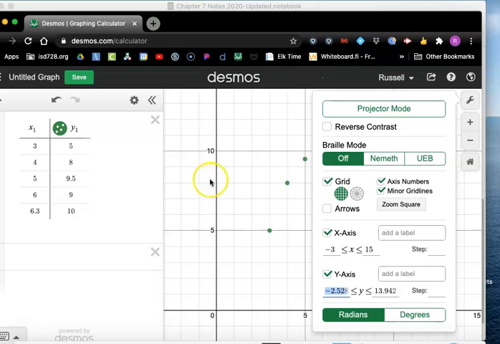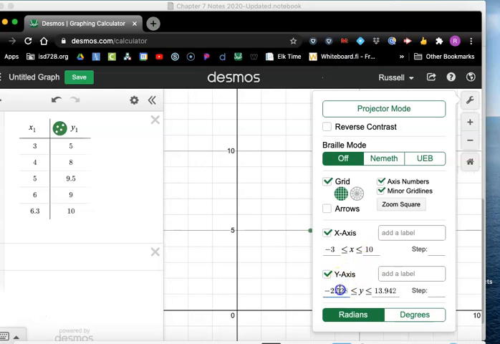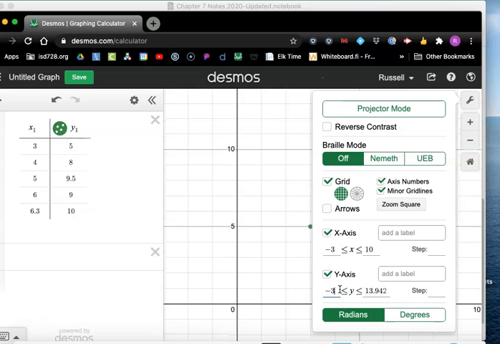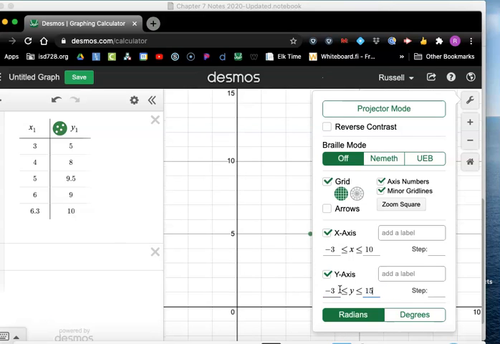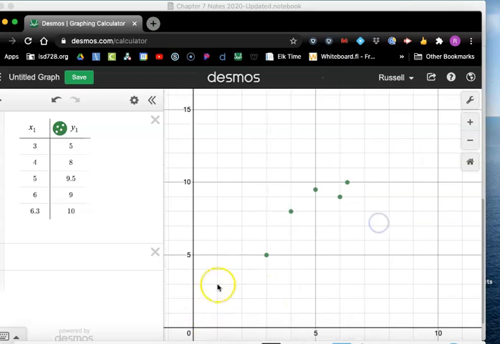Then on the Y's, hang on, my biggest number for X's is only 6.3, so I'm just going to go to 10 there. My Y's is where I would need to look at. So -3, and then I'm going to go 15 there. Okay, I click over here. Now I can see my data. Okay, so there's my points. They look like they're kind of in a line.